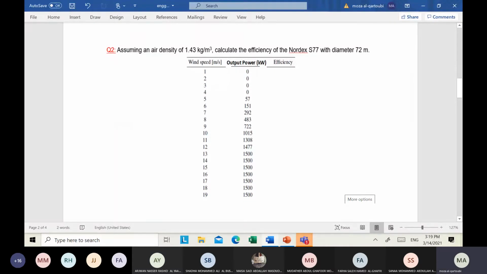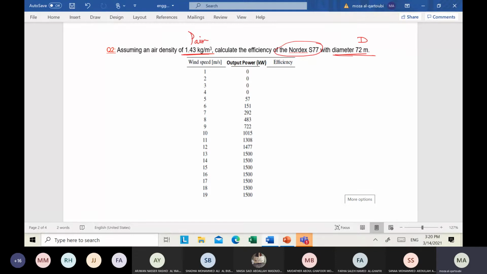So for question number 2, assuming an air density, here given the value of air density rho equal to 1.43 kilogram per meter cube. Calculate the efficiency of the Nordex S77 with diameter 72 meter. So this is the diameter D, same as the previous question. This name, the Nordex S77, is one type of wind turbine, only the name of the type of turbine.